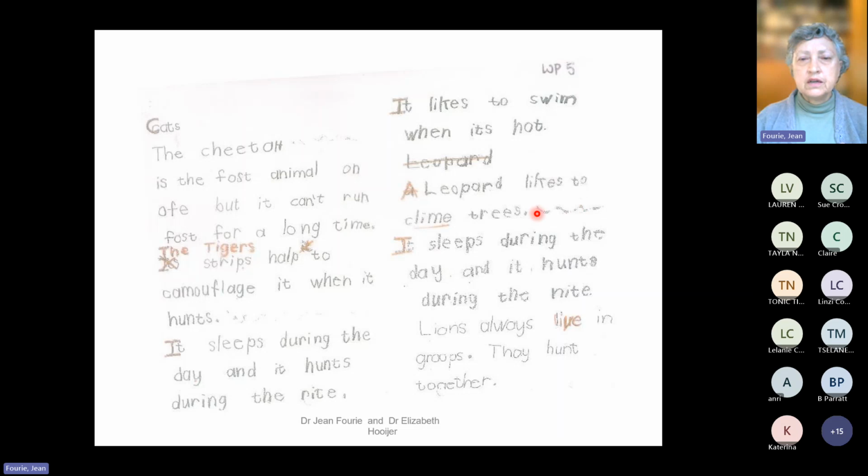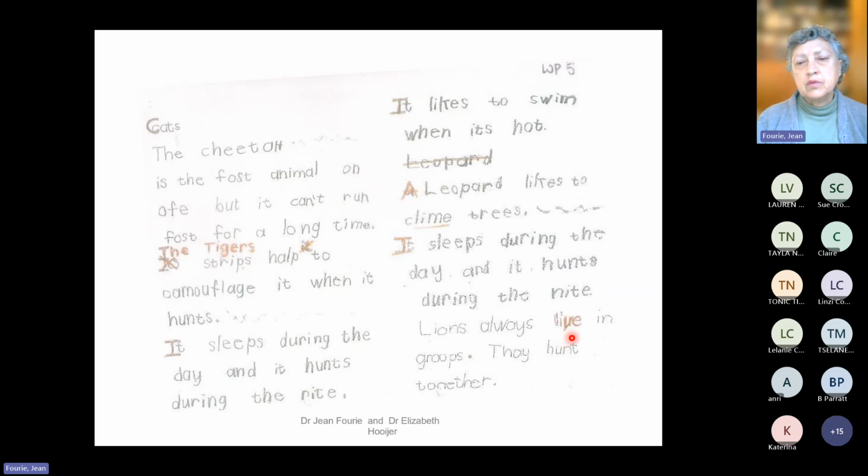Full stop at the end of that sentence, and then it sleeps during the day and it hunts during the night. Again, capitalize the I. Still doesn't think that the word night is spelled incorrectly, so we are definitely going to do a lot of work on that word. And lions, last sentence, lions always live in groups.